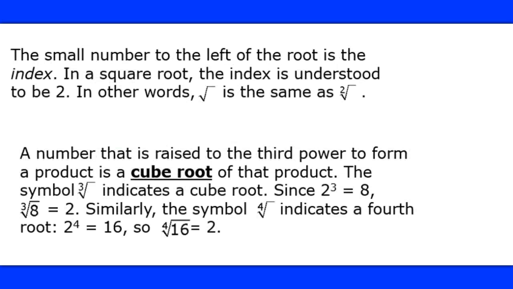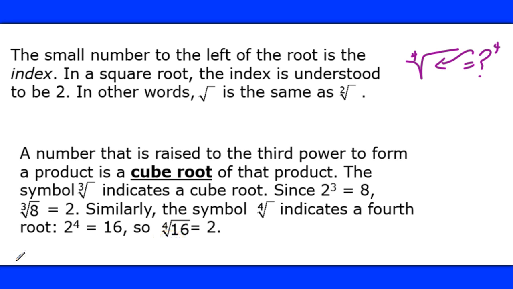Okay? We talked about this. The small little number up here is called the index, and that tells you, for instance, if it's a 4 up there, I'm asking you what number to the 4th power will give you the value that is underneath here. So here's an example of that. The 4th root of 16 is 2.